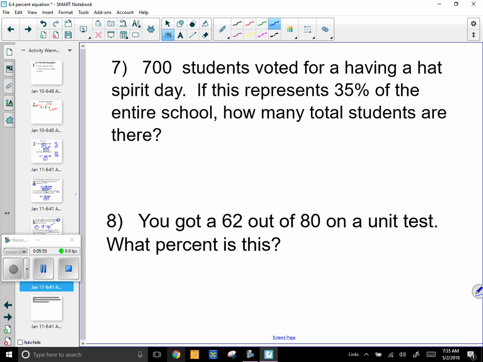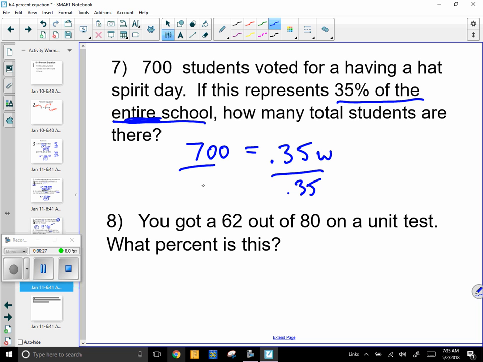700 students voted for having a hat spirit day. If this represents 35% of the entire school, here's your keyword, entire school. So I don't know what the whole school is. I do know that the part that voted is 700. So that's how you want to set it up. And you do the math here, and you're going to get 2,000 students. You're going to divide by 0.35, and that's going to give you 2,000 total students. So you have to be really careful about whether we give you the whole or the part.